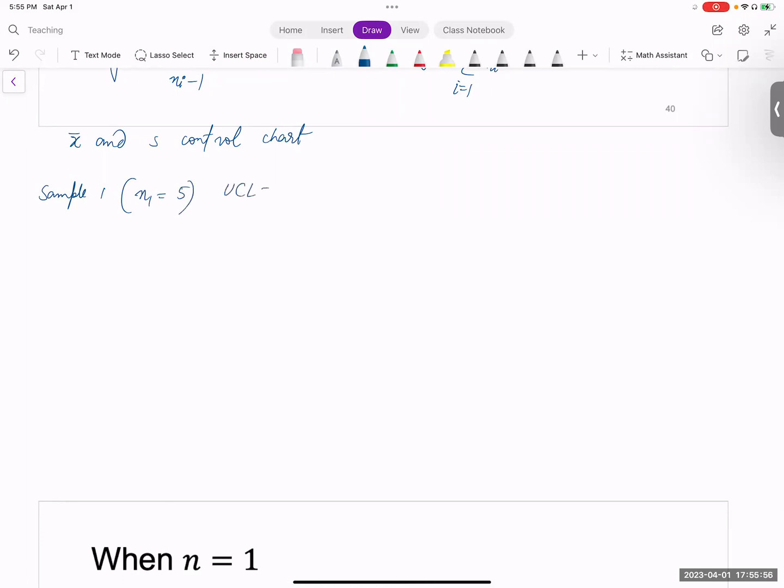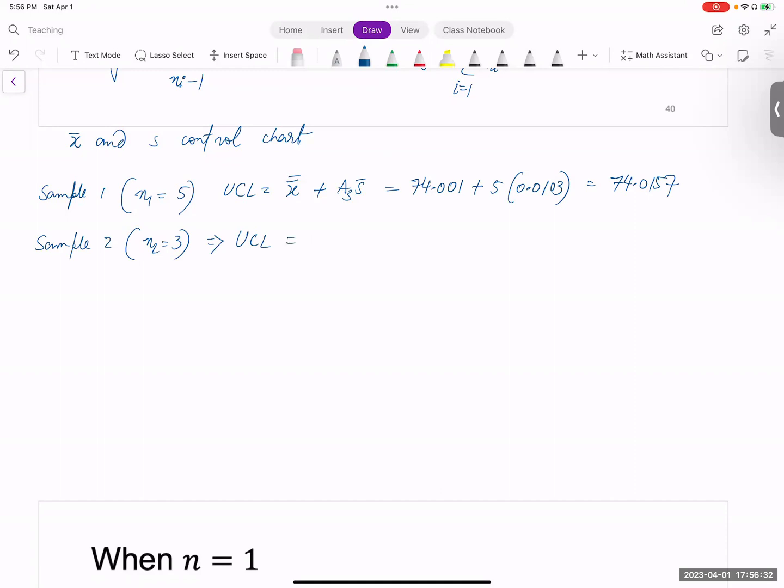So your UCL is X double bar plus A3 times S bar. We already have X double bar and S bar, but A3 depends on N. N is 5. So in this case, you will have 74.001 plus 5 times 0.0103, which is 74.0157. But for sample 2, your N2 is only 3. So your UCL will change because now A3 will change.